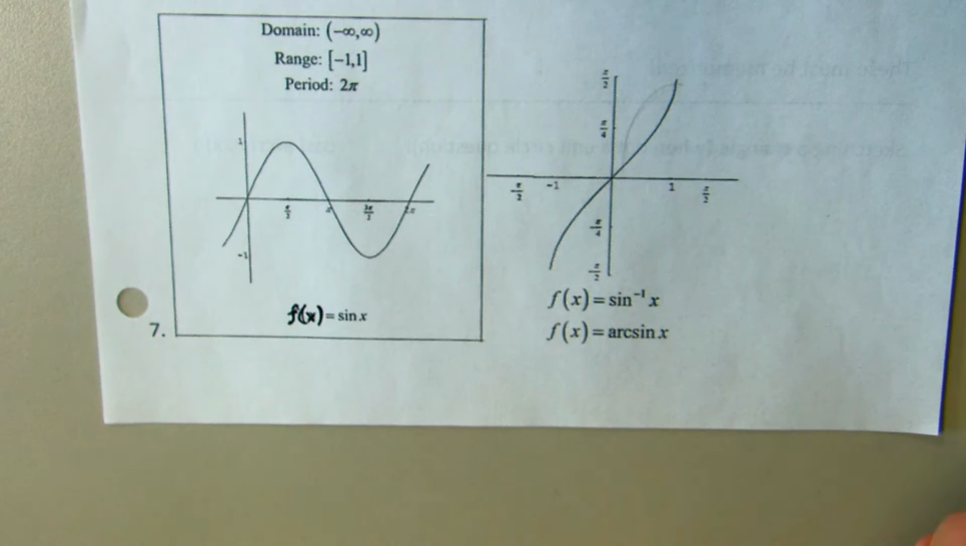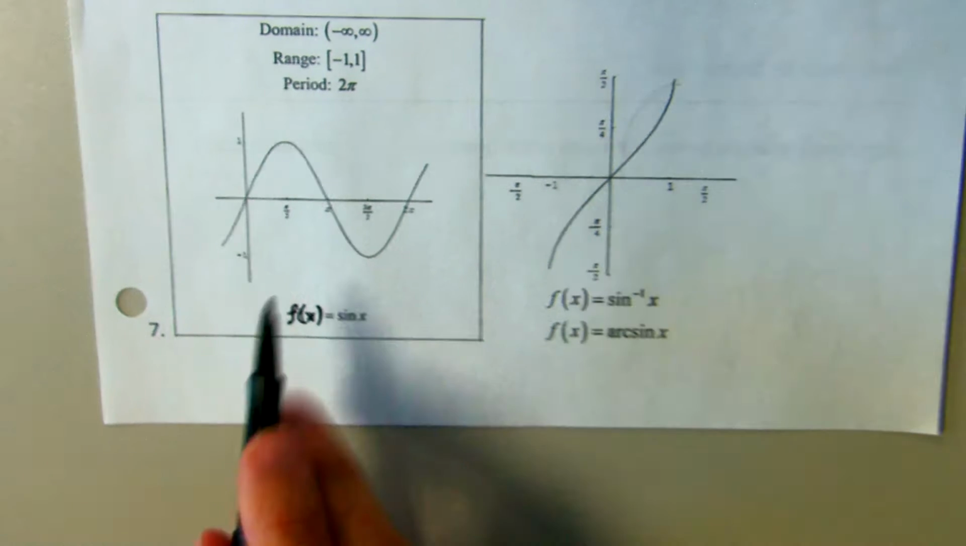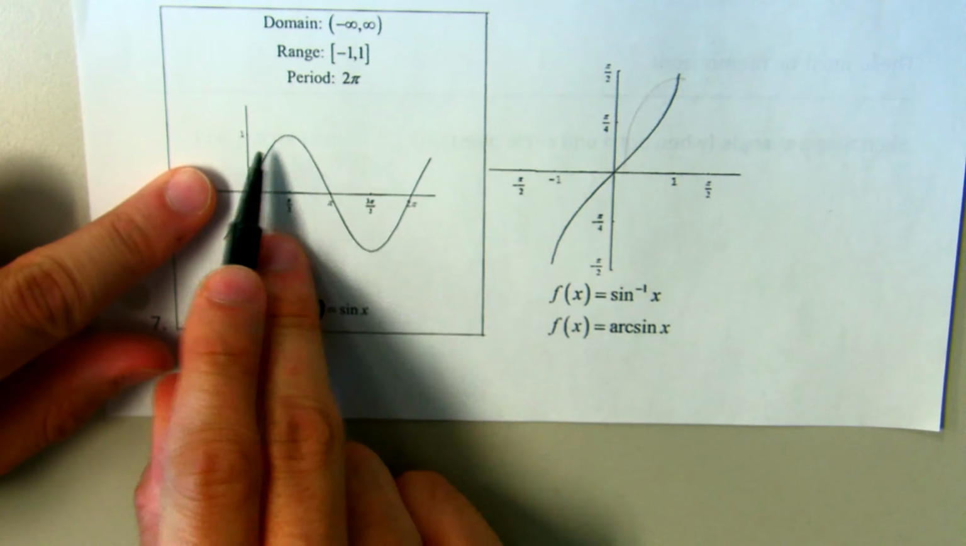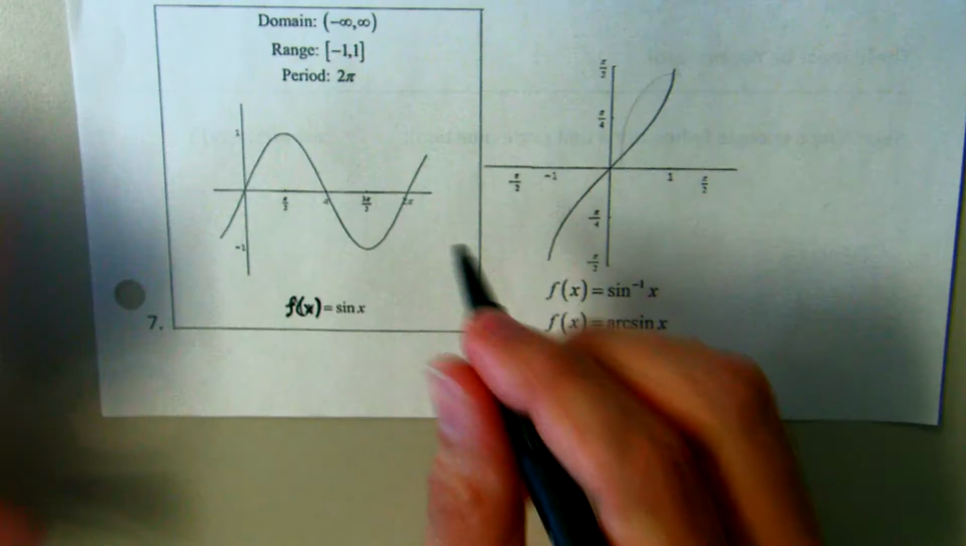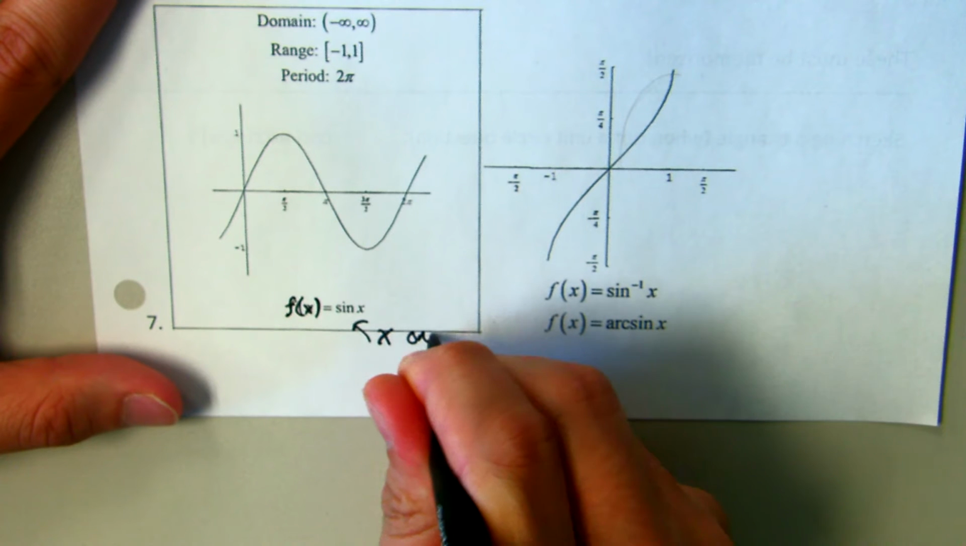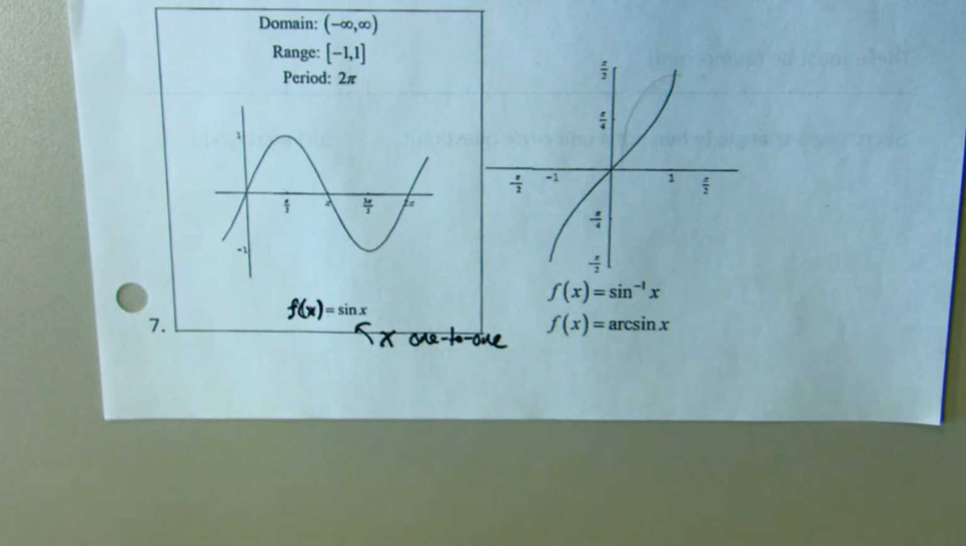Does the sine graph pass the horizontal line test? I can see at least one horizontal line that hits in more than one place. So what that means is this is not one-to-one. Sine is not one-to-one, which means that its inverse is not a function. And in mathematics, that's bad. We want it to be a function.